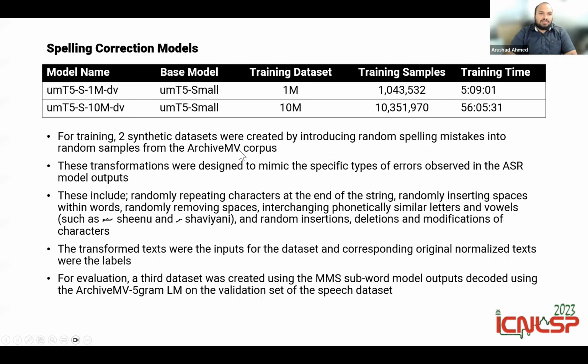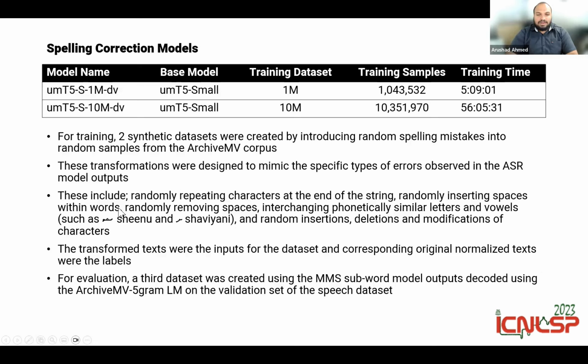And to train the spelling correction models, first we had to create 2 synthetic data sets. This was done by taking random text samples from the Archive.mv corpus and introducing synthetic spelling mistakes into them. These spelling mistakes were designed to mimic the errors that were observed in the ASR model outputs. These included randomly removing spaces, randomly inserting characters at the end of sentences, interchanging particularly similar letters, and random insertions, deletions, and different modifications of characters.